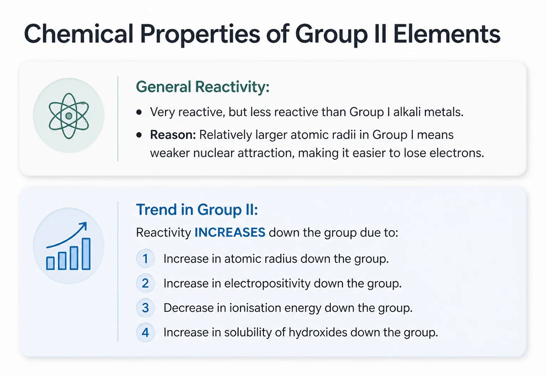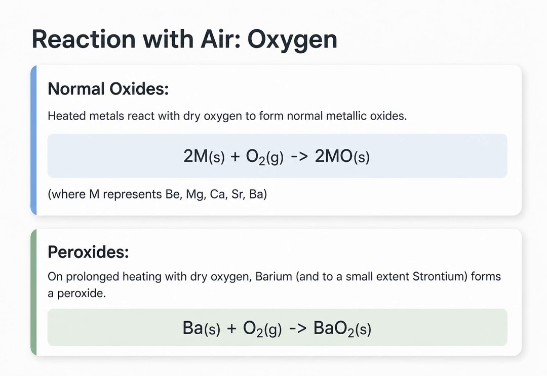Now that we understand their physical properties, let's dive into the chemical properties of group 2 elements. They're very reactive, though slightly less so than group 1 metals, because group 2 atoms are smaller and hold on to their electrons tighter. Within group 2, reactivity increases as you go down the group. This is driven by the increasing atomic radius, decreasing ionization energy, and increasing electropositivity. When heated, these metals react readily with dry oxygen in the air to form normal metallic oxides. Following the equation, 2M + O2 yields 2MO.